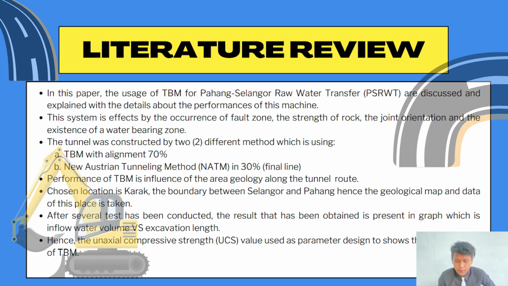Then, after several tests were conducted, the result has been obtained in the form of graphs, and there are two graphs, which are inflow water volume versus the excavation length. This graph, which is the uniaxial compressive strength UCS value, is used as a design parameter to show the performance of the TBM or tunnel boring machine.